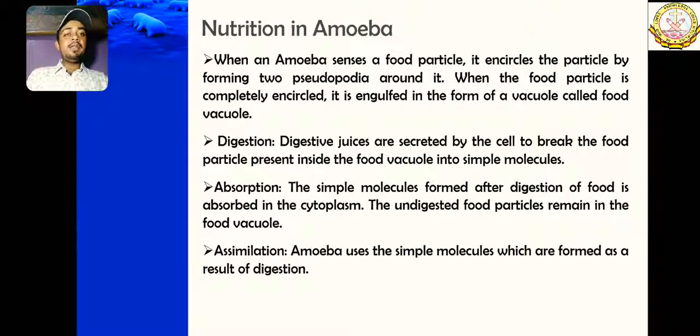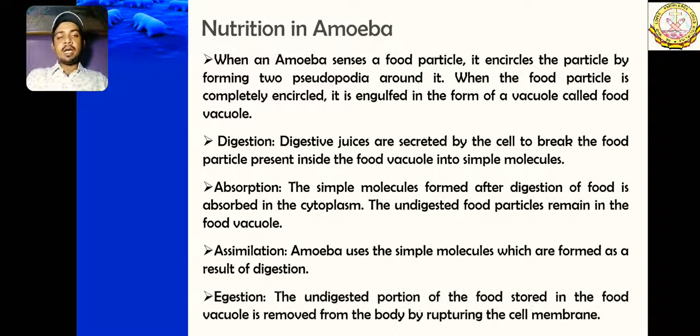Okay. Now assimilation. Amoeba uses the simple molecules which are formed as a result of digestion. So what will it do? It will use those molecules. Suppose some protein came, it will use it for making some organelles and something like that. Energy came, it will use it. Glucose came, water came, it will use it. Whatever comes, it will use it after absorption. That process of using absorbed nutrients is called assimilation. It also happens in human beings and other animals.